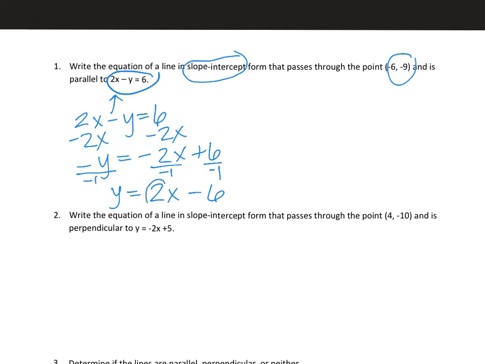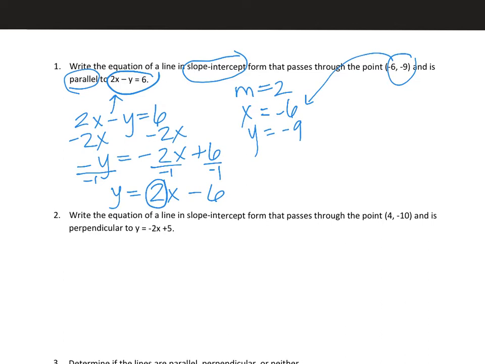So our m in this case is 2. So that means our slope is 2. If we're doing a line that is parallel, then it's going to have the same exact slope. Okay, so now what we're going to do is plug this information in. So we have our slope, we have our x, which is -6, got it from the point, and we also have our y, which is -9, and now we're going to plug this information into y equals mx plus b because we don't know what b is, so we need to figure out what b is.